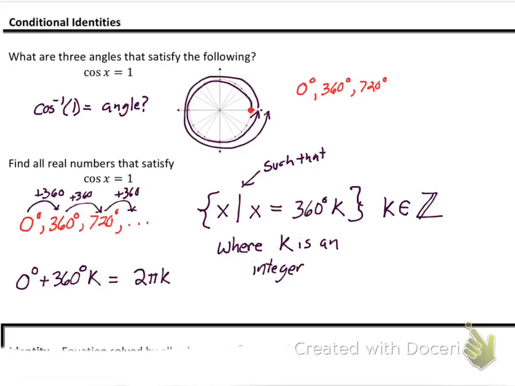K can already take that place of negative. K can be -1, which gives me that negative. So I can go backwards on the unit circle, right? So that's why we don't need absolute value signs. We don't need pluses or minuses. K takes care of all of that for me by saying that k is an integer. K can be negative. Does that make sense, though? So k can be negative.